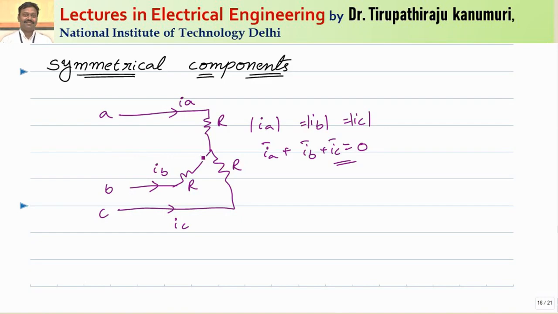The same thing is the case for a symmetrical fault. That means if the fault happens symmetrically, all the three phases are short circuited. So in that case, the short circuit current through all the phases will be the same. So even in this case, we can take one phase and analyze using that.